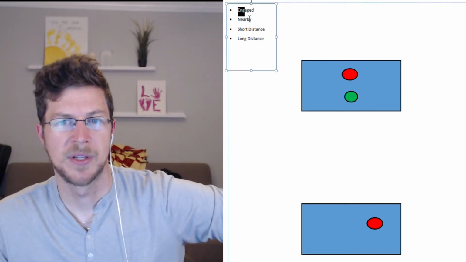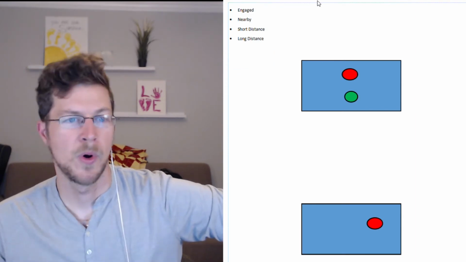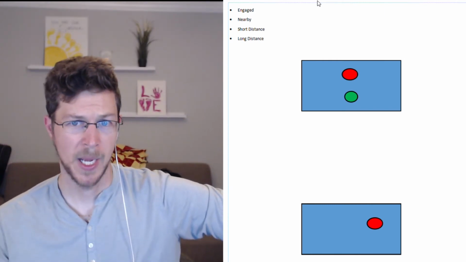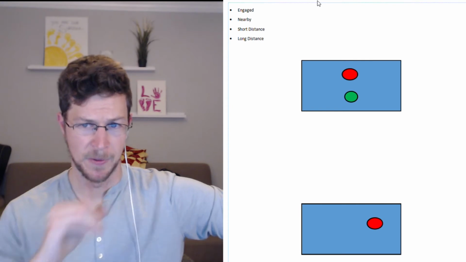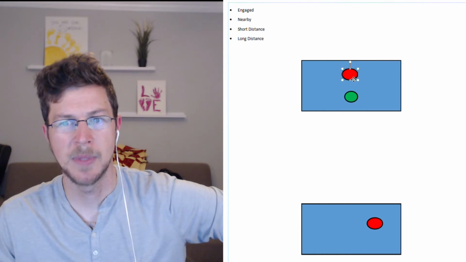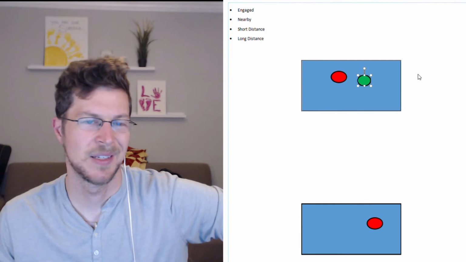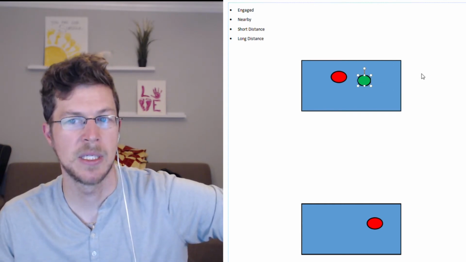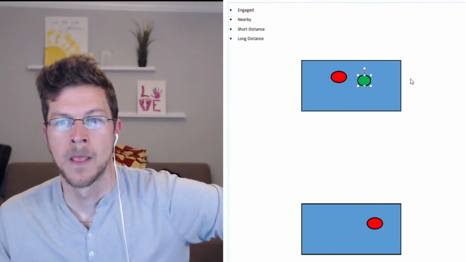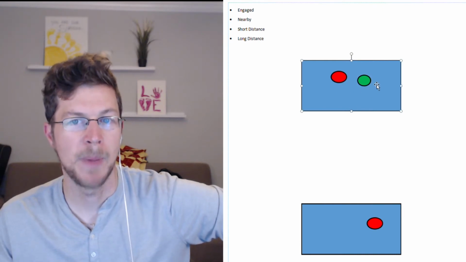These represent the 4 nomenclature terms for where you are in relation to other creatures. You could be engaged with them, nearby, a short distance, or a long distance. So let's start with this top index card. We have the red, which will be the enemy, and you have the green, which is our hero. And they are both in this zone. Let's just say this is a tavern, right? So this is the sitting area, the dining hall of the tavern. If they're both in this blue square or on top of this index card, they are nearby each other, okay?